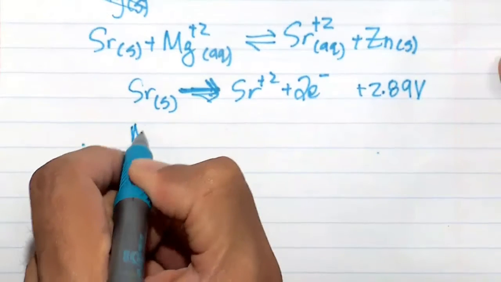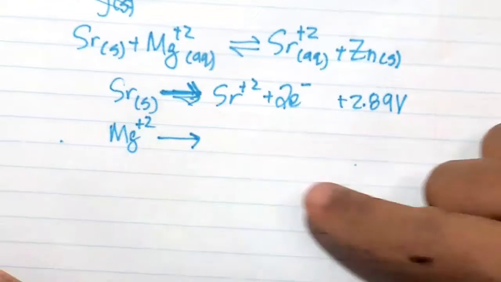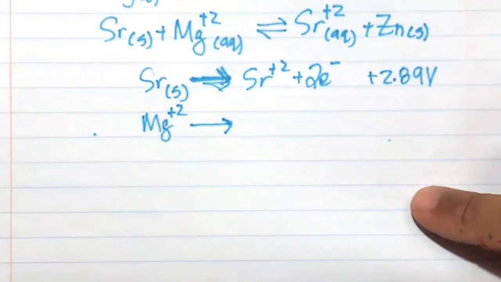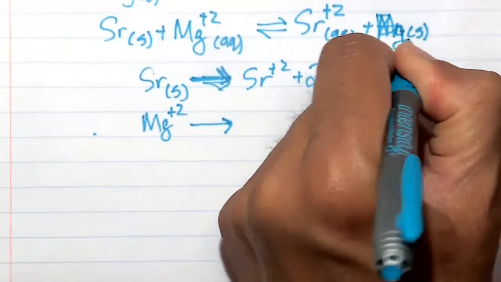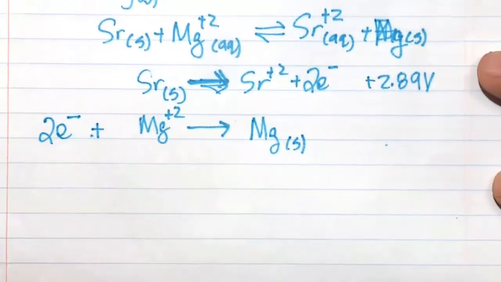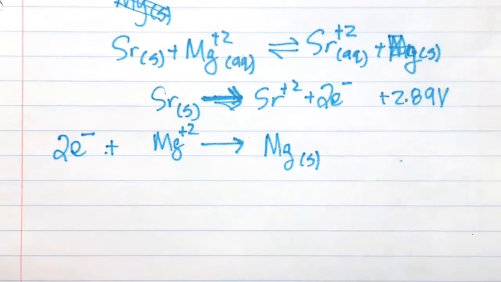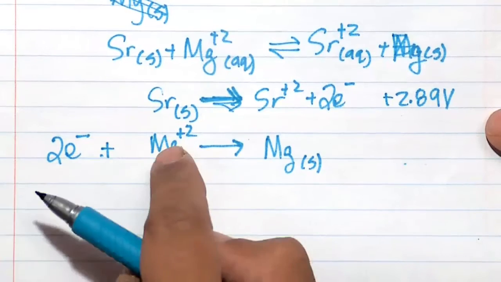And then we have magnesium plus 2, that's going to magnesium solid. So actually this should be magnesium solid. And we will balance that with 2 electrons. So you see what we did here. Plus 2 minus 2 is 0. Minus 2 plus 2 is 0.